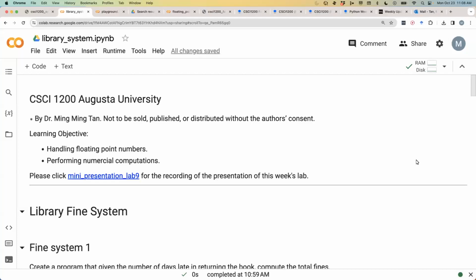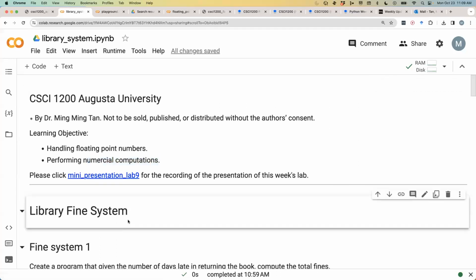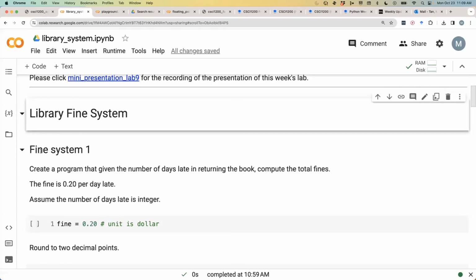Right, today we're going to discuss lab 9, where we focus on how to handle floating point numbers. As we have discussed in the lecture, floating point numbers may not be able to be represented precisely using binary representation, and hence there will be rounding off errors. Now we're going to look at a library fine system and another library reward system. We are going to perform some numerical computations involving floating point numbers. Now let's start with the library fine system.